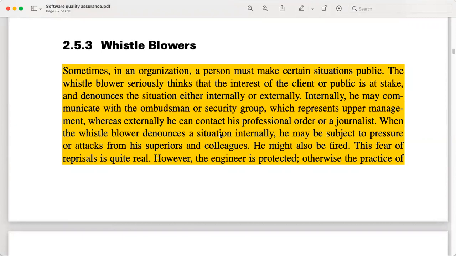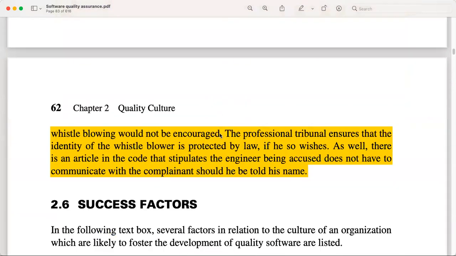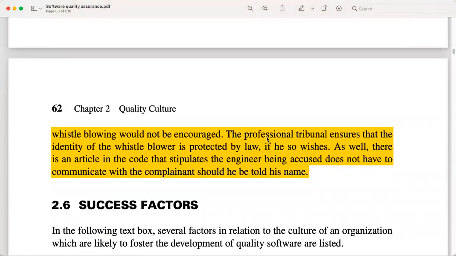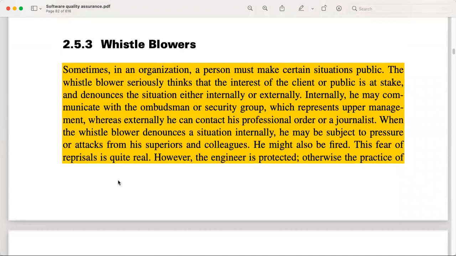When the whistleblower denounces a situation internally, he may be subject to pressure or attack from his superiors or colleagues. He might be fired. This fear of reprisal is quite real. However, the engineer is protected. Otherwise, the practice of whistleblowing would not be encouraged. The professional tribunal ensures that the identity of the whistleblower is protected by law if he so wishes. As well, there is an article in the code that stipulates the engineer being accused does not have to communicate with the complainant should he be told his name. So these are some of the facts about whistleblowers.